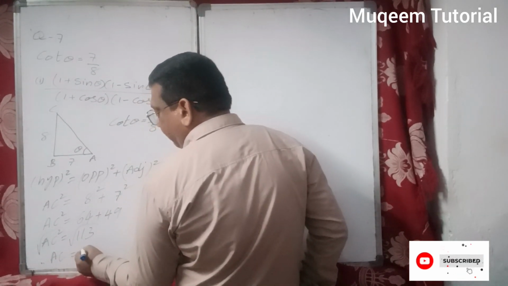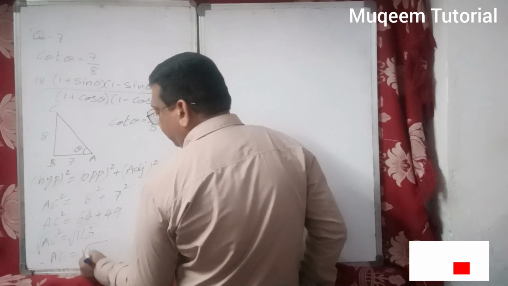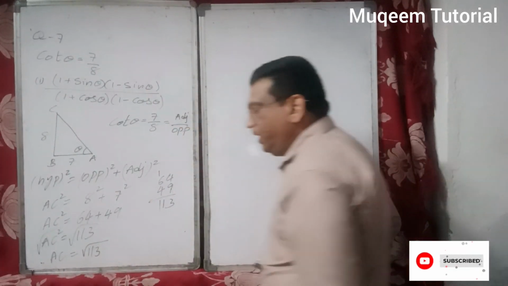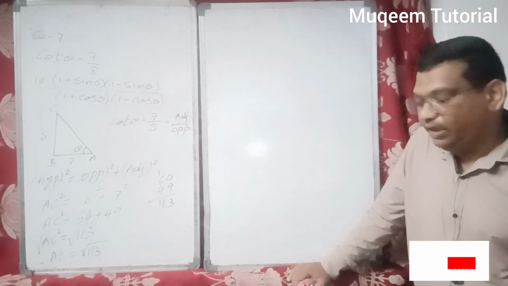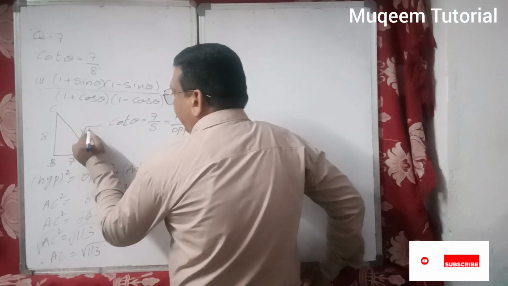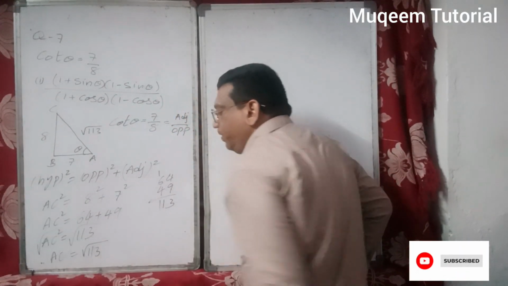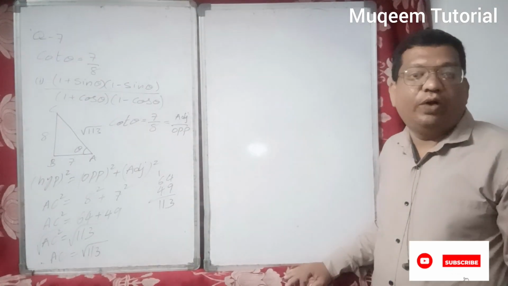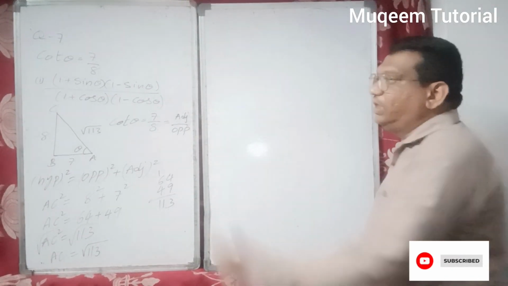If we take the root, we cannot get a whole number for root 113. We can take it, but it will be in decimals. So that's why we are keeping it as it is. AC is equal to under root 113. So I am writing here, AC is equal to under root 113. So hypotenuse we got is under root 113. Now we have to find this one.